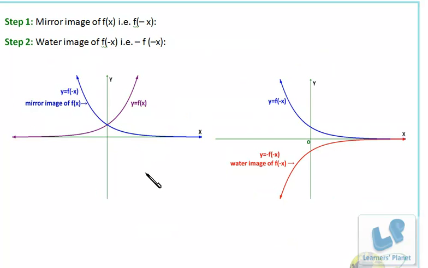Now here I have one example. First of all, f(x) to f of minus x. This is f(x) and we are converting to f of minus x, right? Now from f of minus x you convert to minus of f of minus x, so that will be the water image of this blue line. This purple line is the actual graph of f(x), this blue line is the graph of f of minus x, and the inversion of this along the x-axis is the graph of minus f of minus x, that is this red line, right?